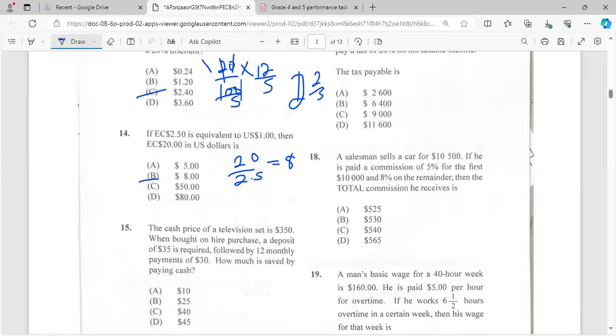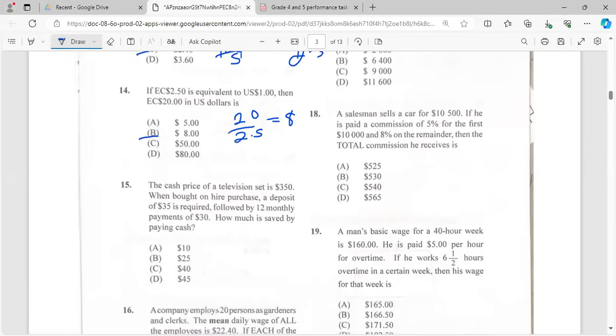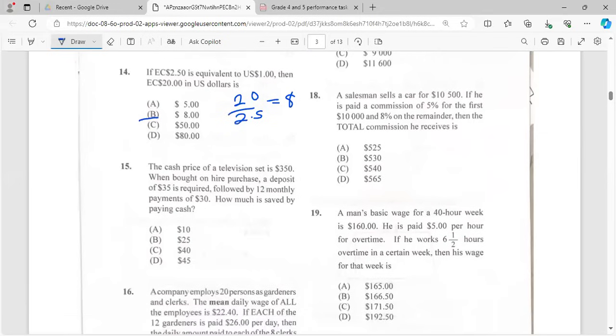All right, let's move on to 15. The cash price of a television set is $350. When bought on hire purchase, a deposit of $35 is required, followed by 12 monthly payments of $30. So you have to pay $30 for 12 months, that is basically 1 year.